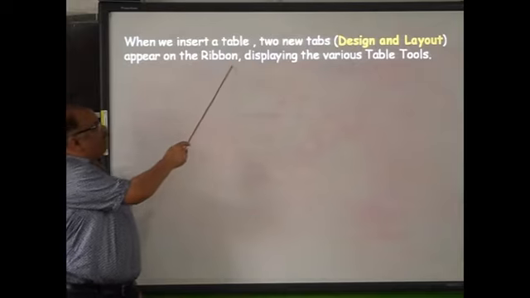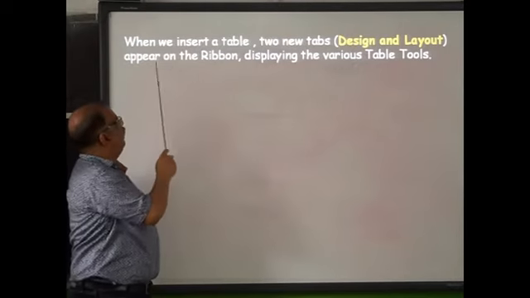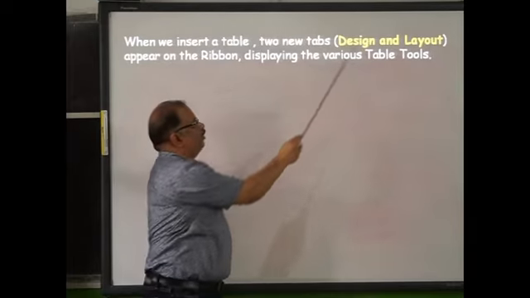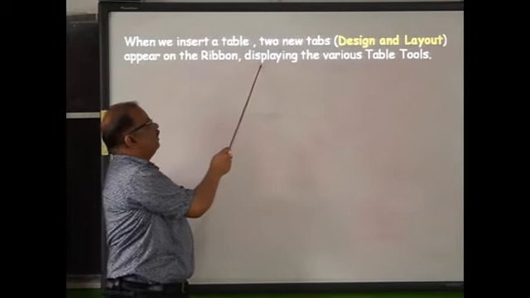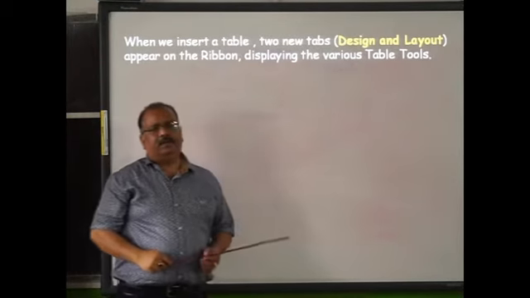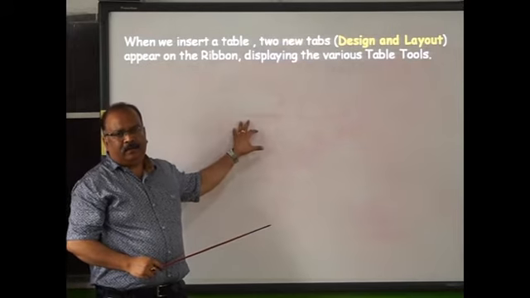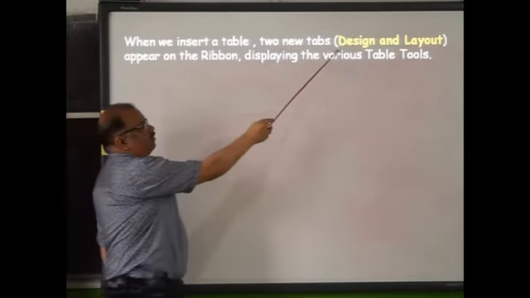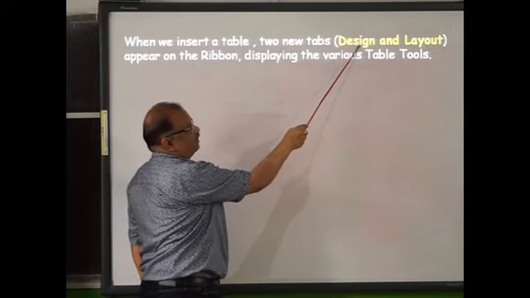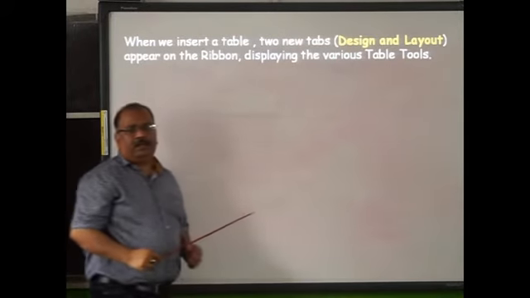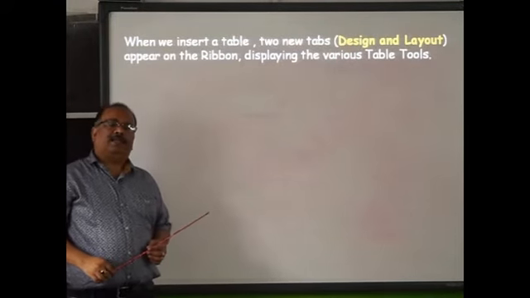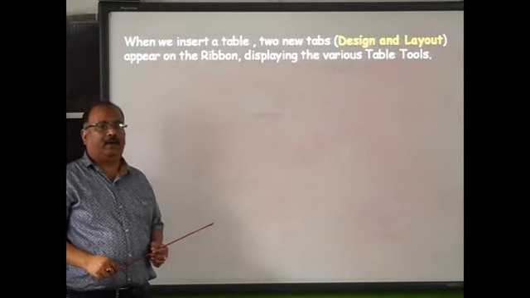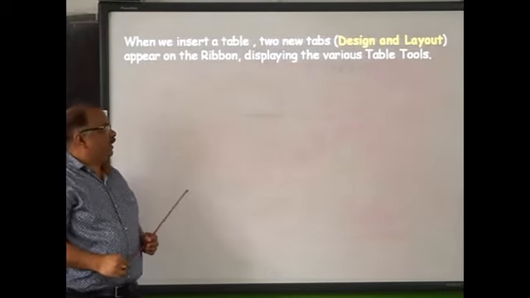When we insert a table, 2 new tabs appear, the Design tab and Layout tab on the ribbon, displaying the various table tools. We'll be learning about this later on, but for now, when you insert a table, you will find two more tabs, that is design tab and layout tab. That means you can still modify your simple table. You can color it, you can give border, you can do many more things there.